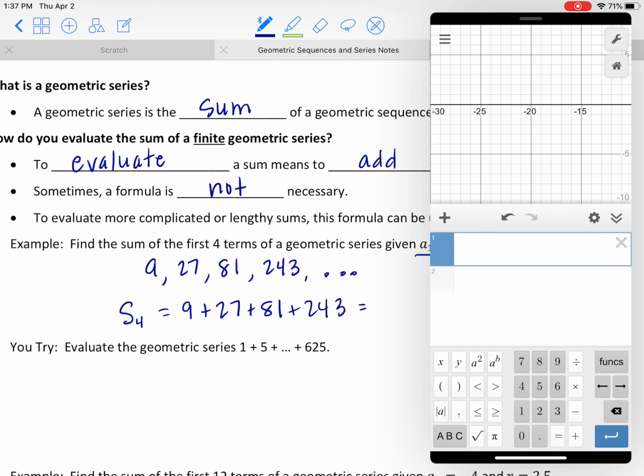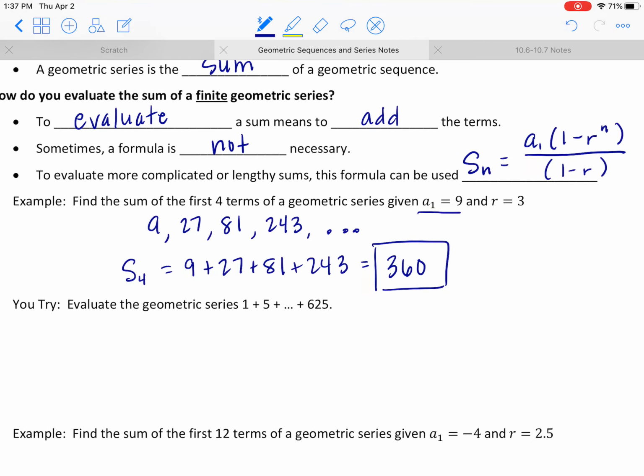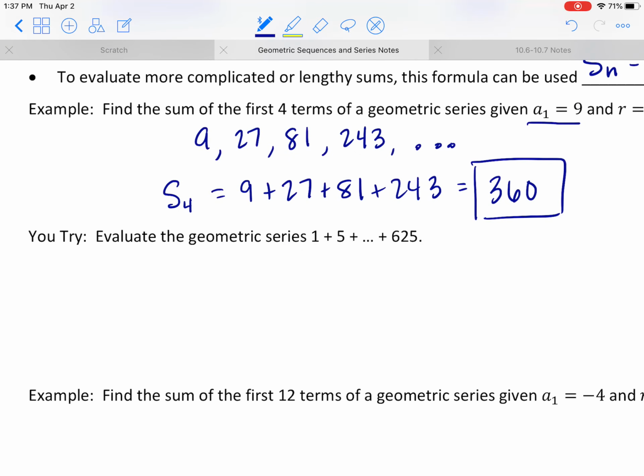But here we're looking for the sum of these first 4 terms. So if I add the 9, the 27, the 81, and the 243, what do we get? Calculator says 9 plus 27 plus 81 plus 243 is 360. So the sum for these 4 terms is 360. Okay, no formula needed to add up 4 numbers. The next one definitely looks a little different. If you want to try it out, give it a shot.